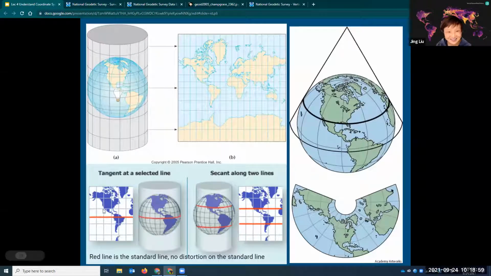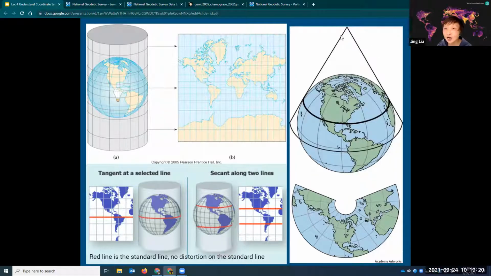Okay. And you can see here, that is a tangent way. I can also cut through. We call that the secant way, along two lines. Then in that case, you have two standard lines instead of one. Okay, and then you can see this is a conic way.